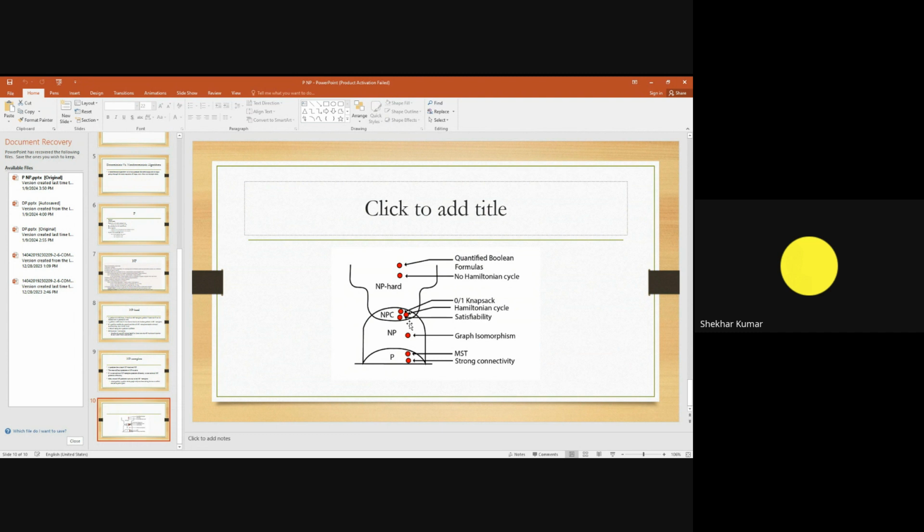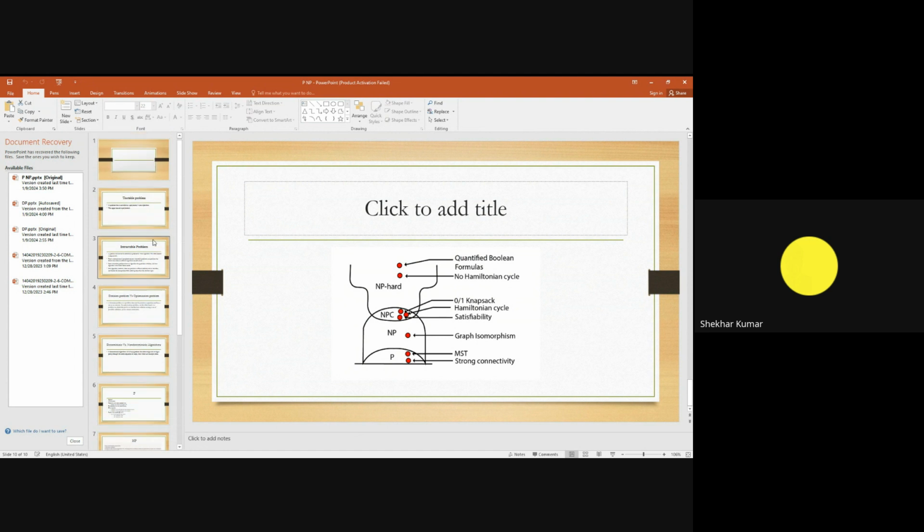For example, we have already written down here: NP hard is your quantified Boolean, Hamiltonian cycle, knapsack problem. These are NP complete, and graph isomorphism is your NP problem. P problems are all the algorithms which we have discussed earlier. Okay, this is your P, NP complete and NP hard problem complexities. I think this is enough for today.